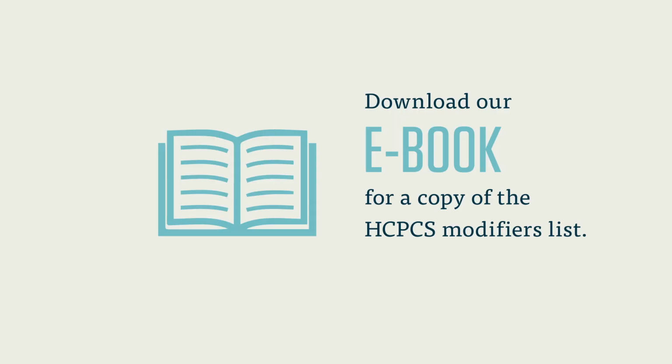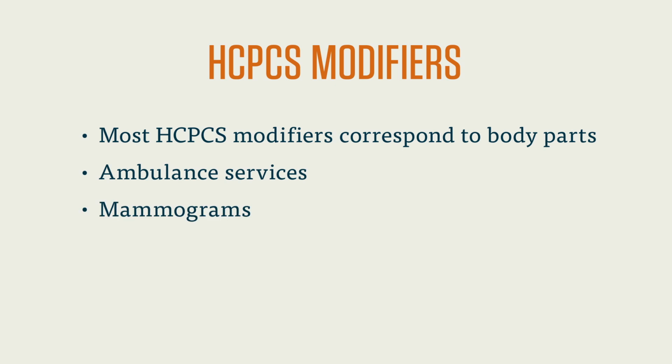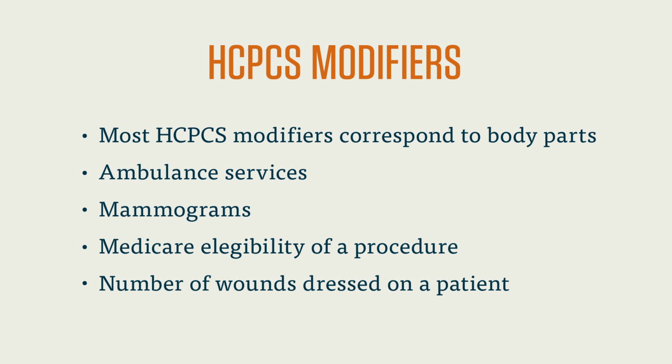It would take far too long to list all of the HCPCS modifiers, so, for the sake of simplicity, we'll stick to the list of HCPCS modifiers found in the CPT manual. Download our ebook for a copy of the list. As you can see, these modifiers cover a broad scope of information. While most of the codes correspond to parts of the body, there are also modifiers for ambulance services and mammograms. If you look at the full list of HCPCS modifiers, you'll also find modifiers that describe everything from the Medicare eligibility of a procedure to the number of wounds dressed on a single patient.